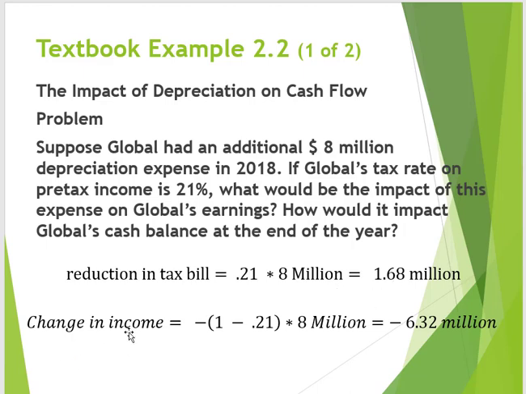So the change in income is obviously going to be negative because we increase the expense. You take 1 minus the tax rate, times 8 million. In this case, we're going to expense $8 million, but in reality, it only costs us $6.32 million. Why? Because the other $1.68 million is going to reduce our tax bill. When you add those two things together, that's the $8 million expense.